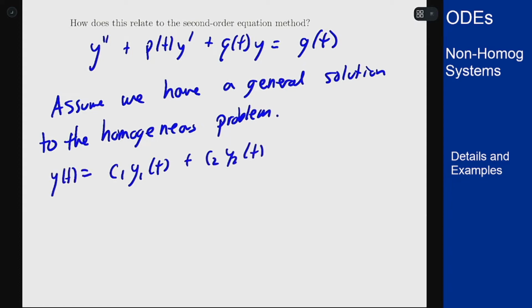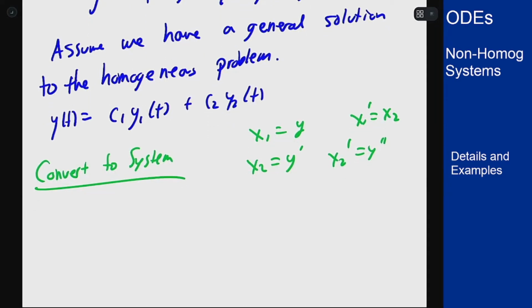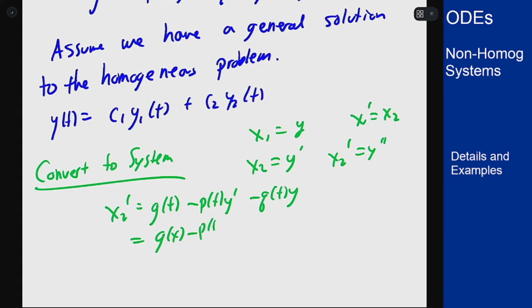So let's convert this now into a system. Since we have a second order equation, we'll need two components. We need an x1 and an x2, where x1 is y and x2 is y'. Our equations will tell us that x1' is x2 because it's y'. And then x2' is y'', which I can write in terms of this equation to give me that x2' will be g(t) minus p(t) y' minus q(t) y, or g(t) minus p(t) x2 minus q(t) x1.